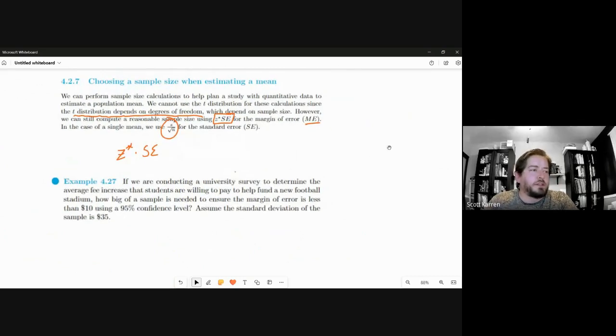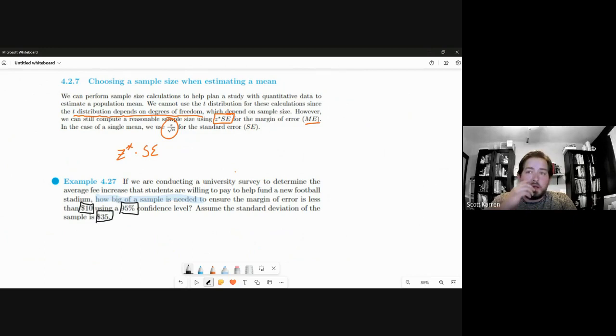So we are conducting a university study to determine the average fee increase that students are willing to pay to help fund a new football stadium. How big of a sample is needed? That's the question: how many people do we need to go talk to, to ensure the margin of error is less than $10, using a 95% confidence level, and assuming the standard deviation of the sample is 35? So how do we do that?